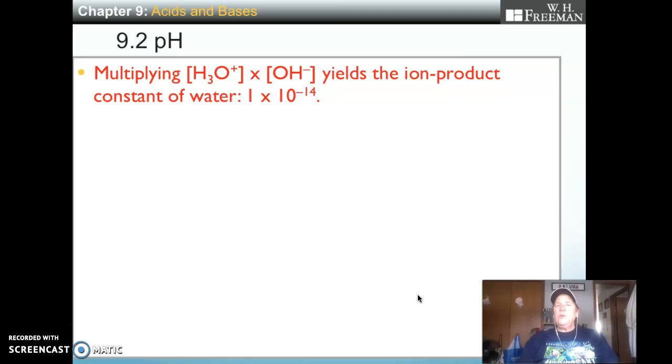Now, let's say you know one of them. Let's say you know the hydronium is 2.5 times 10 to the negative fourth, and you want to find the hydroxide. One thing to always remember is the two of them equal 1 times 10 to the negative 14th. Whenever you have your hydroxide and hydronium, their two concentrations multiplied together always equal this. So if you know one, you can find the other, just by dividing.